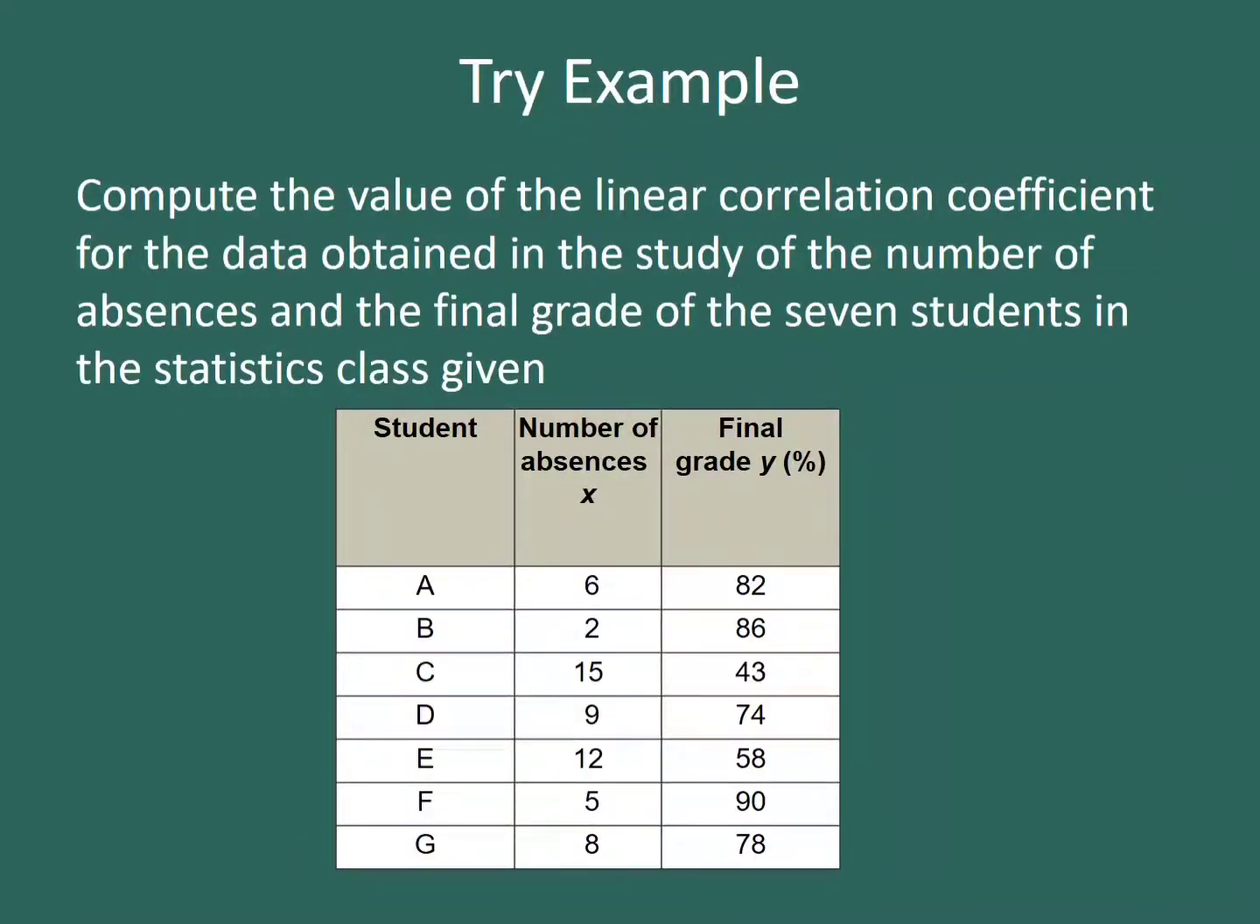All right, we'll try this example. You could always pause the video here and try it out on your own: the number of absences and the final grade. So we're looking at the correlation between students' number of absences and their final grade. So assuming that the more they're absent, the lower their grade is, we'll see the correlation here.